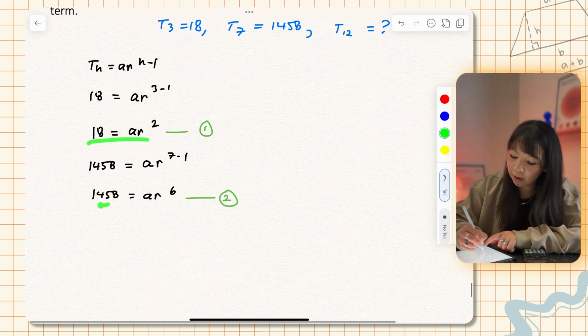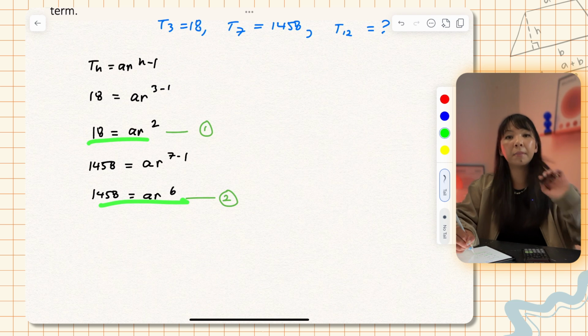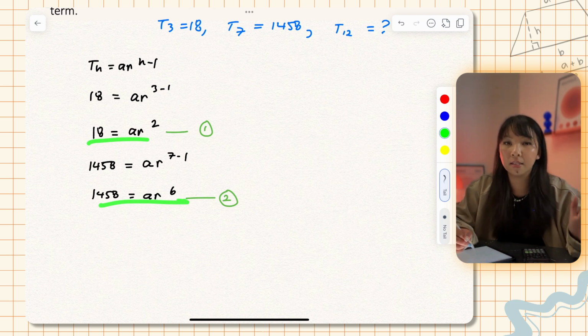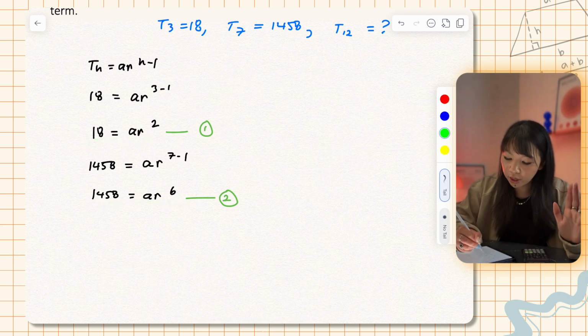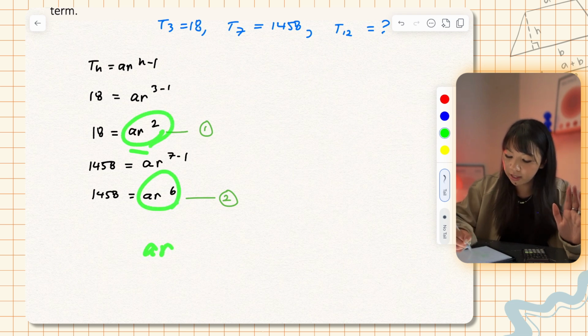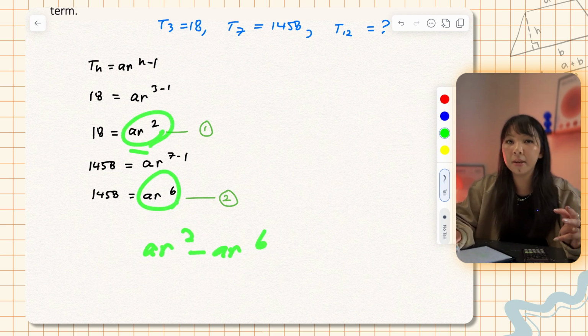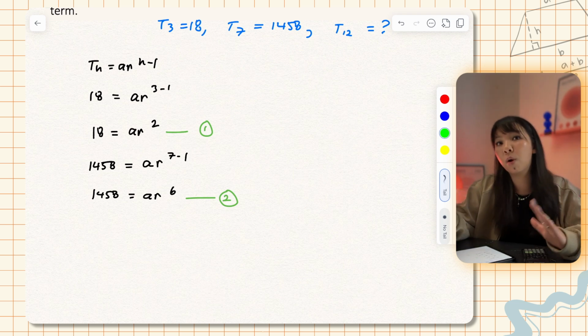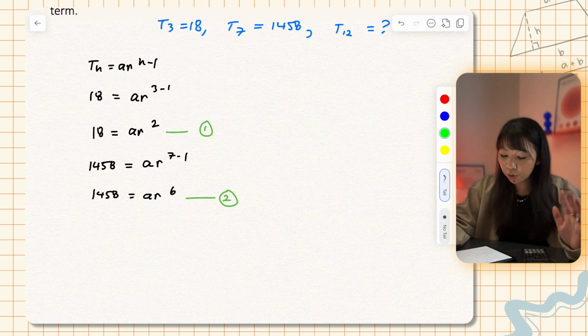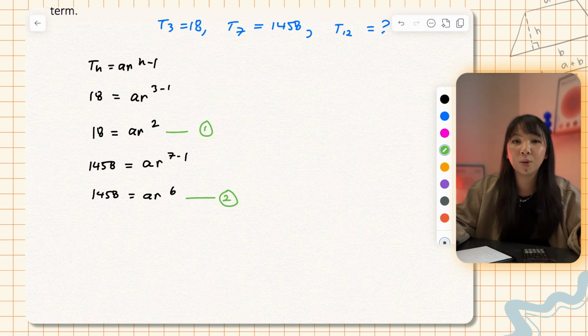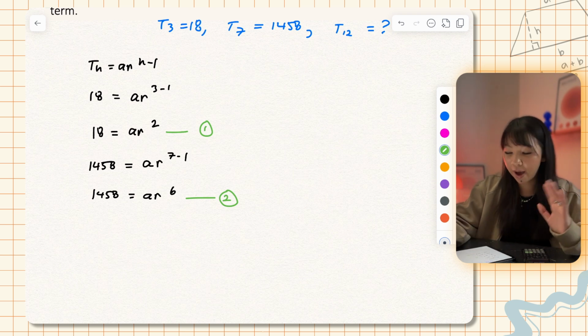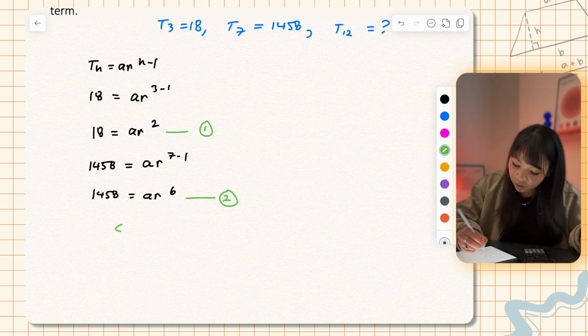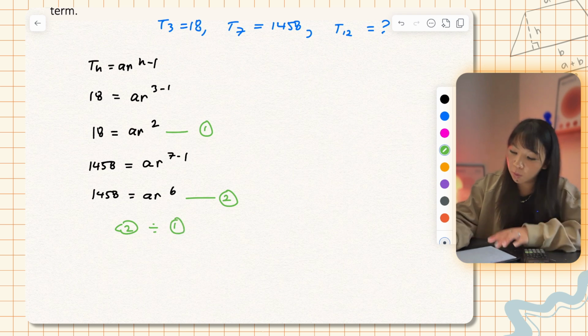Okay, if I want to solve for A or R, usually you have to use the elimination method where you add or subtract and then eliminate it. But if I subtract these two from each other, AR squared minus AR to the 6, it doesn't eliminate one of the variables. That's why it's called the elimination method. Your goal is to eliminate it so it's only in terms of one variable, either A or R. So how are we going to do that then? This is going to be one of the first times that when you have a simultaneous equation, you don't add or subtract the two, you're actually going to divide it. So if I do equation number 2 divided by equation number 1, let's rewrite it.